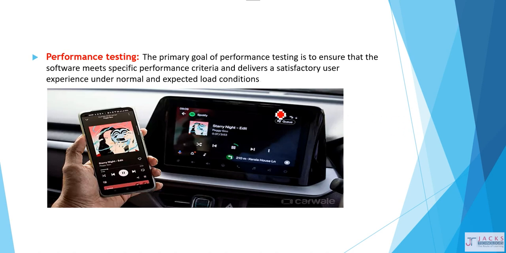So how is my system performing? If I click on the next button, how soon can I move to the next song? If I click on the previous button, how is it responding? Let's assume I am using Bluetooth audio. Now I want to move to AM and FM. If I click on AM and FM, how soon is my screen moving from the Bluetooth screen to the AM FM screen? All these things we need to validate in performance testing.